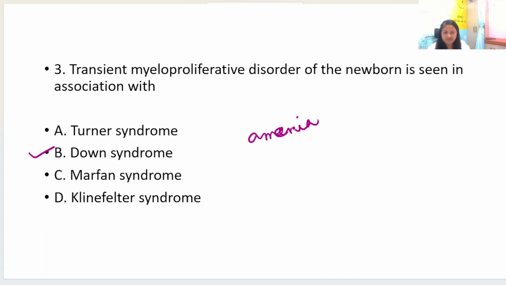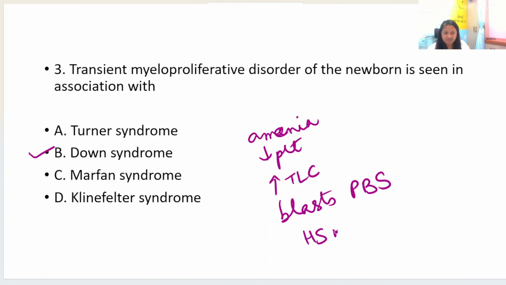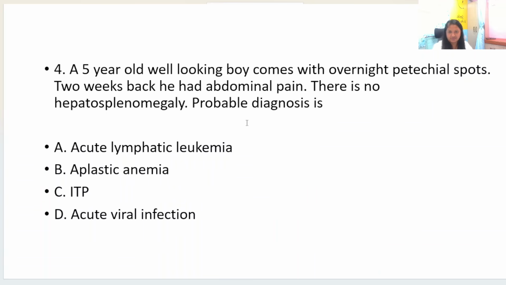It can present with thrombocytopenia, can present with high white blood cell count and blasts on the peripheral blood smear, and hepatosplenomegaly, like a leukemia. It can present with this bicytopenia and high counts and blasts on smear and hepatosplenomegaly. So this transient myeloproliferative disorder of the newborn is seen in Down syndrome.